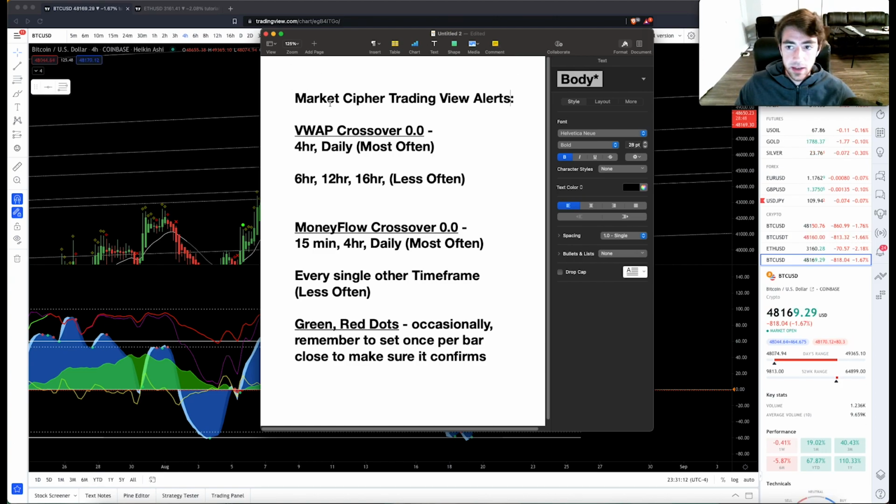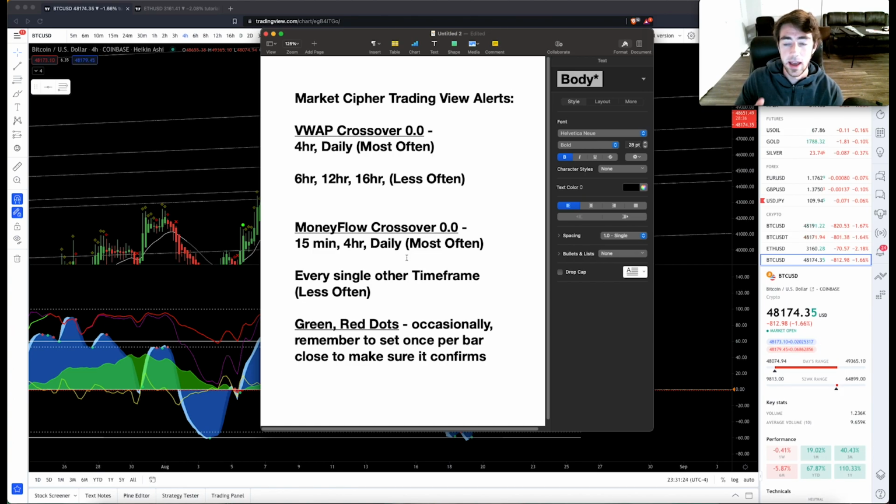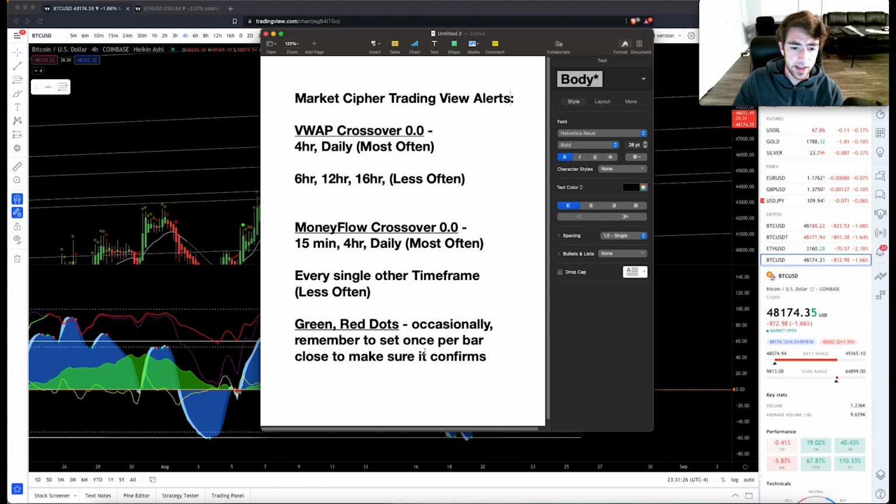A lot of people would think the most important alerts to set are green and red dots. Those are a dime a dozen. They appear, they disappear. I don't really set too many alerts for them, only on very high time frames. And we'll get into that at the end, but you want to select the button that says once per bar closed. So that's how you know it confirms for green and red dots.